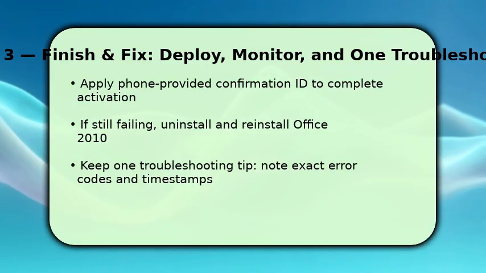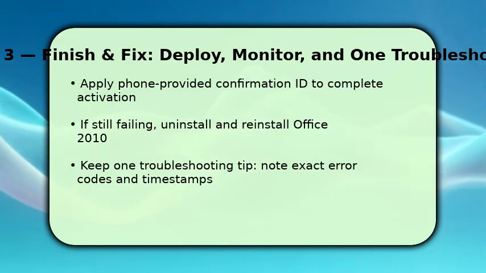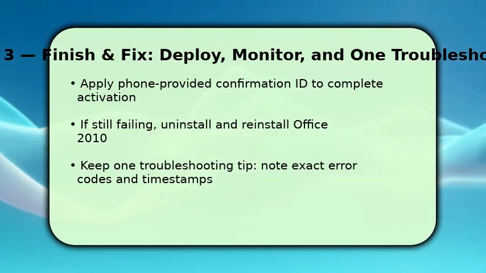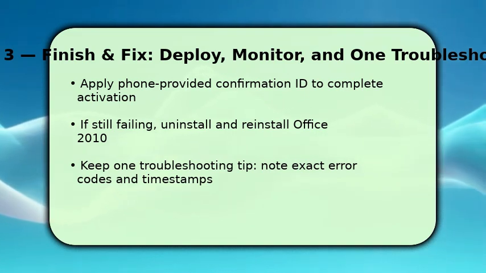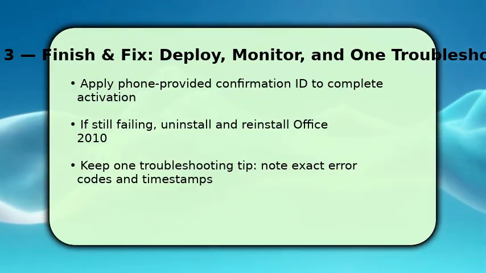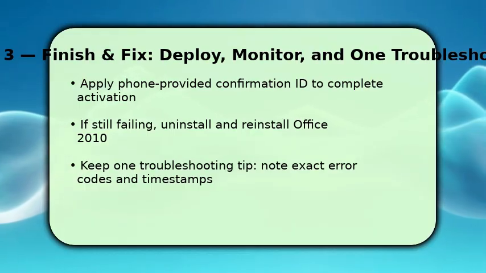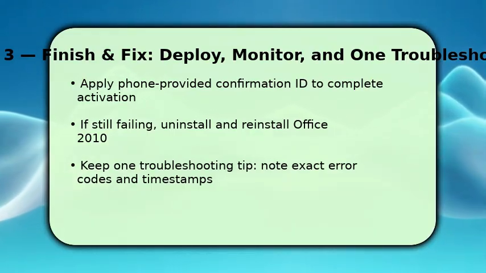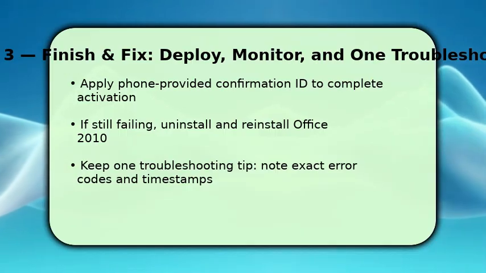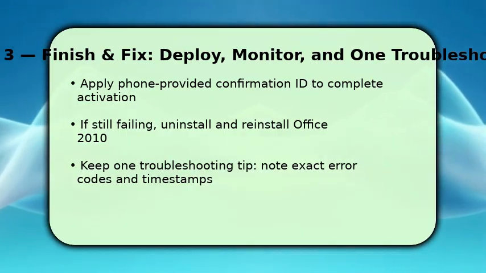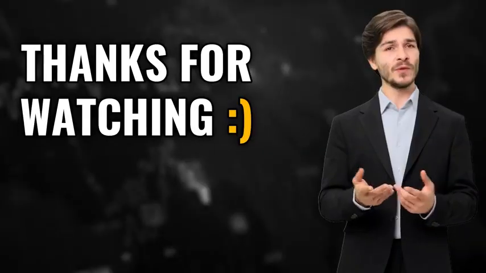If activation still fails, uninstall Office completely, reboot, then reinstall and attempt activation before installing updates that might interfere. One key troubleshooting tip: always record the exact error code, message, and timestamp. This lets support or forums match server-side issues or licensing limits, and it speeds resolution considerably when escalation is necessary.